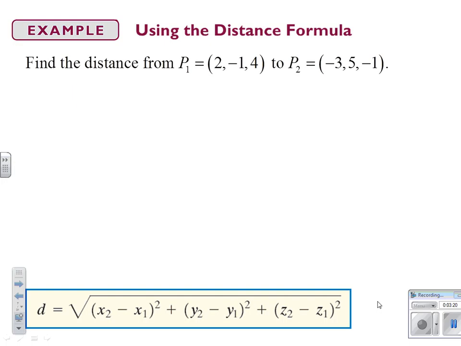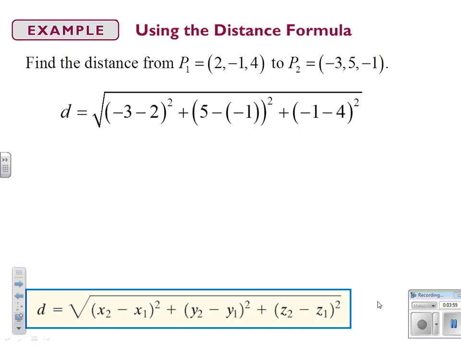All right, so let's see how that works with real points. If I have point 2, -1, 4, a 3-dimensional point goes x, y, and z. X's go first, y second, just like normal coordinates, and then the z is always the third guy. So we are going to go -3 minus 2 squared, 5 minus -1 squared, -1 minus 4 squared, square them, add them all together, and then take the square root. It looks like this.